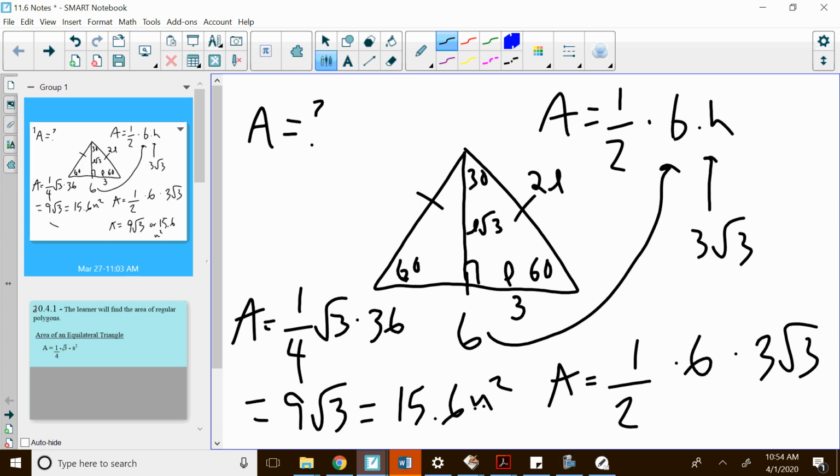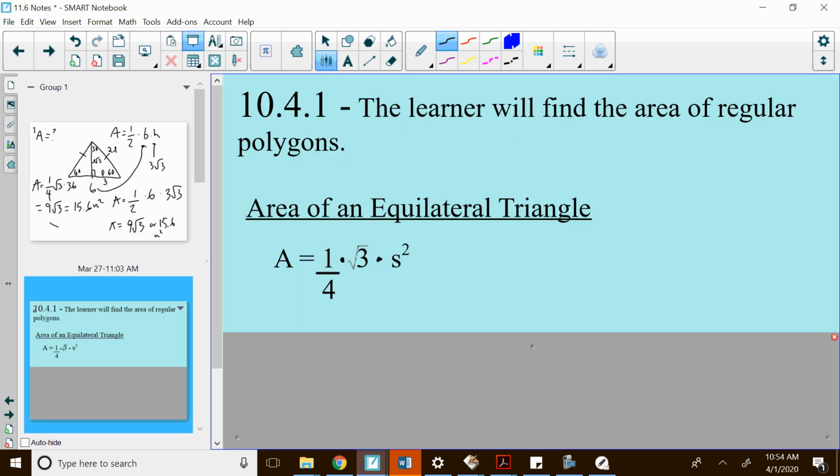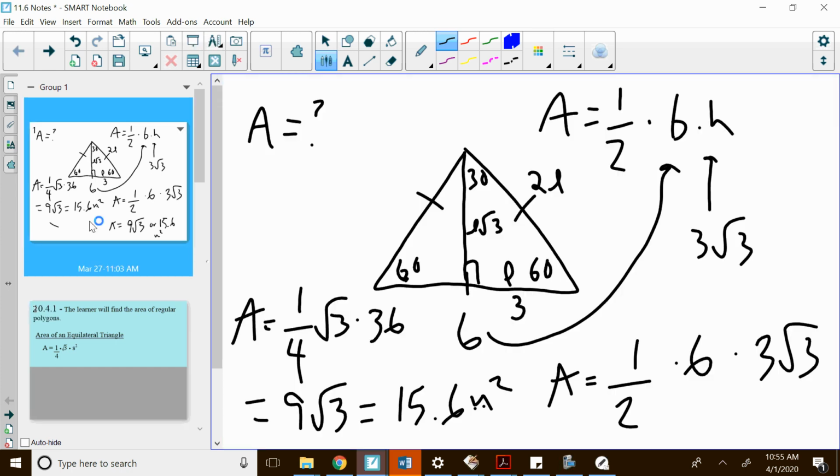If you want to remember this formula right here, this is great. If we ever take a quiz or anything like that, you're going to be able to just use it anyway. But if you also wanted to use the 30, 60, 90 rule to find the height and use 1/2 base times height, it's also a way you could find the area of a triangle. So, a formula for you for the area of an equilateral triangle.